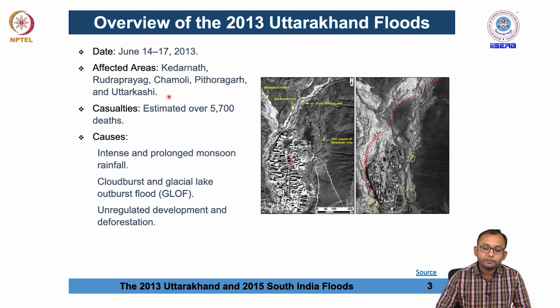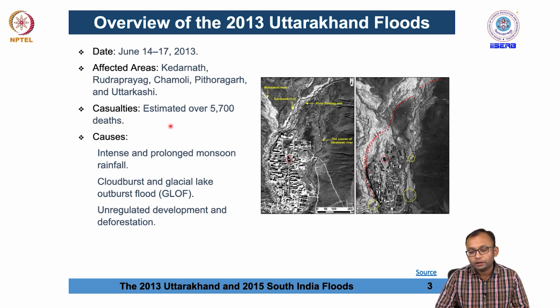What happened because of this? An estimated over 5,700 people died, and several thousand people were also affected through migration from one place to another. Pilgrimage was affected by these catastrophic events, and many socio-economic activities were severely disrupted and remained suspended for a very prolonged period of time. What was the cause of this 2013 Uttarakhand event?